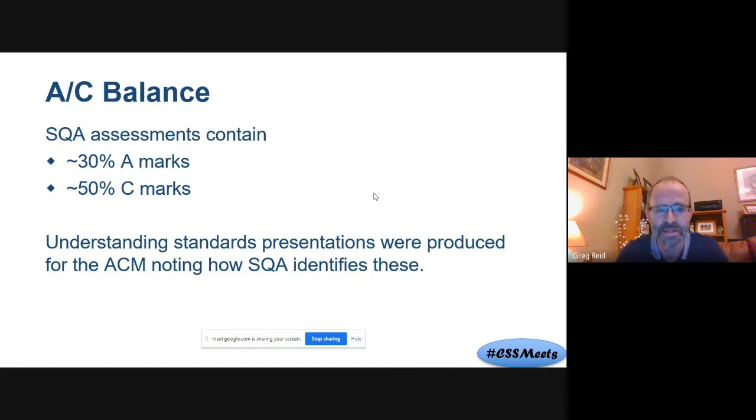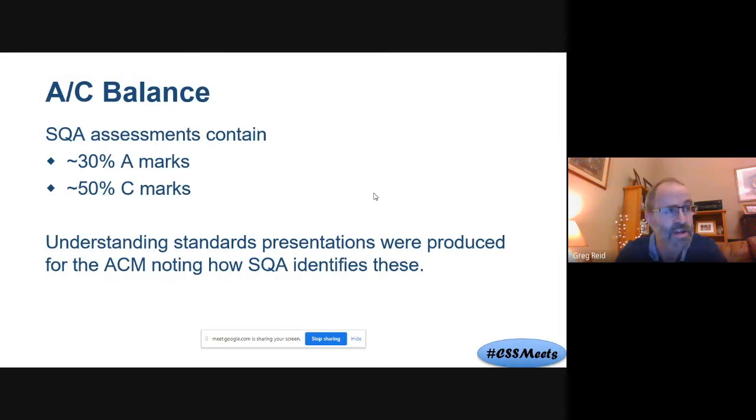A to C balance. Now, we did a bit of work on this last year with the ACM, when you were having to basically do what we do every year because of COVID. So we produced a few understanding standards presentations for this. I did one for National 5, and the principal assessors for Higher and Advanced Higher did one for those two levels as well, basically trying to define what an A mark question is and what a C mark question is.